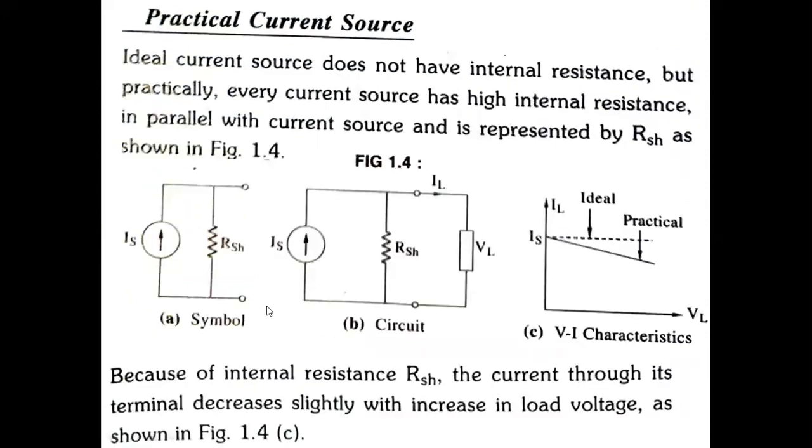Whereas in a practical current source, there will be an internal resistance which is connected in shunt with the current source. So this is the symbol for the practical current source, and this is a circuit with the practical current source. Because of the presence of this shunt resistance, that is the internal resistance, the current through its terminal decreases slightly with the increase in the load voltage.